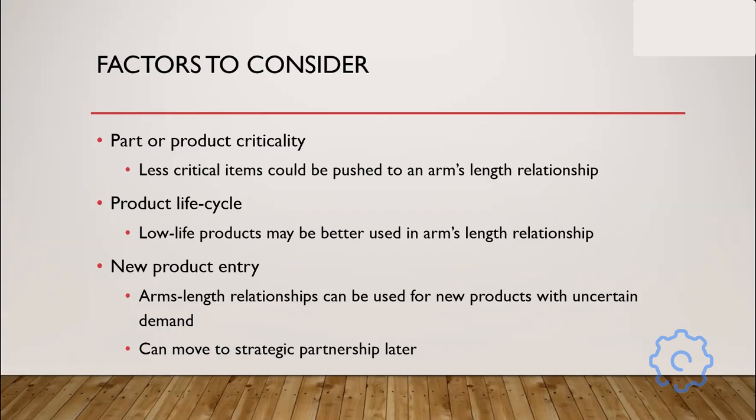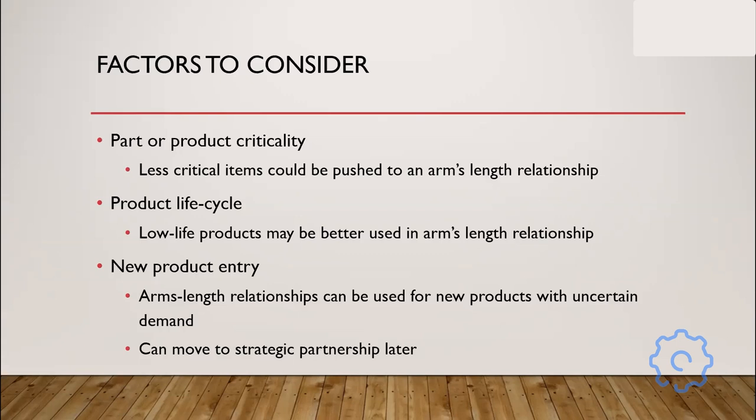Now, for new product entries, an arm's length relationship can be used for new products with uncertain demand. So if you want to reduce the costs associated with entering a new product that has a very uncertain demand, you may do a one-time buy with the lowest price possible, then see what happens, and then maybe go into a strategic partnership later. There are caveats to this.